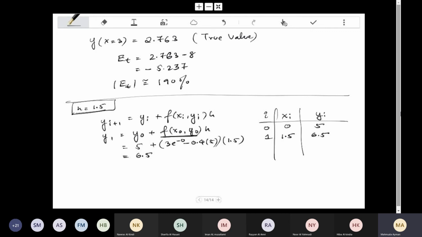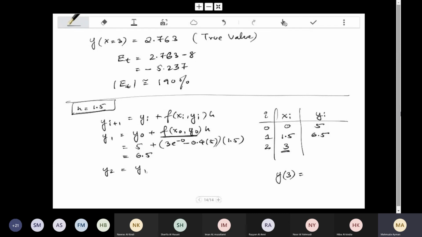Okay. So now, as we can see, when we take h equal to 1.5, we'll have two steps here. So we'll go to i equal to 2 and xi is 1.5 plus the h, 1.5, that's 3. So then we reach y of 3. All we are interested to calculate is y at the value of x equal to 3, right? So that's what is here. So we'll calculate y2 now.